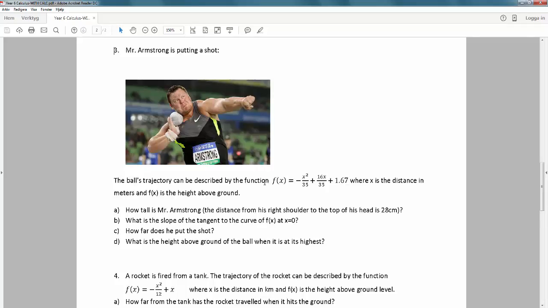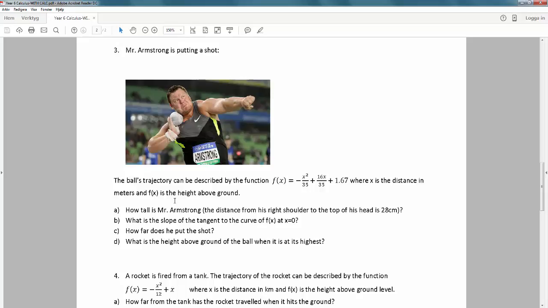Exercise 3. Mr. Armstrong is putting a shot, and the ball's trajectory can be described by the function f of x. It's a function of the second degree because of the x² term, and it's a negative x² term, so it's going to look like an upside-down U, like a hill, where x is the distance in meters and f of x is the height above ground.